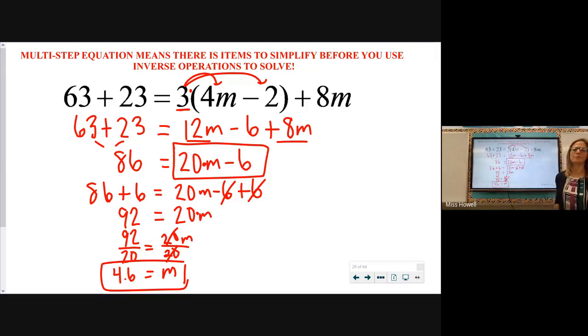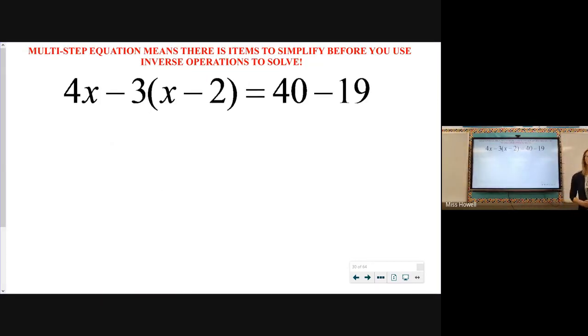All right, last one. We want to solve here for the variable x when we're given the equation 4x minus 3 times x minus 2 equals 40 minus 19. Again, there's definitely some simplifying we need to do before we can go to our inverse operations here. So to simplify, we always start with if there's a place where we have to expand using the distributive property, which in this case there is.